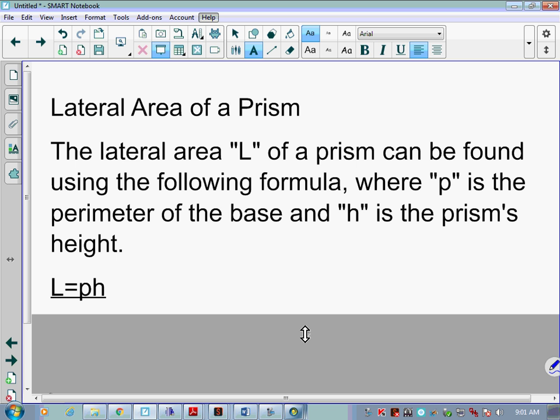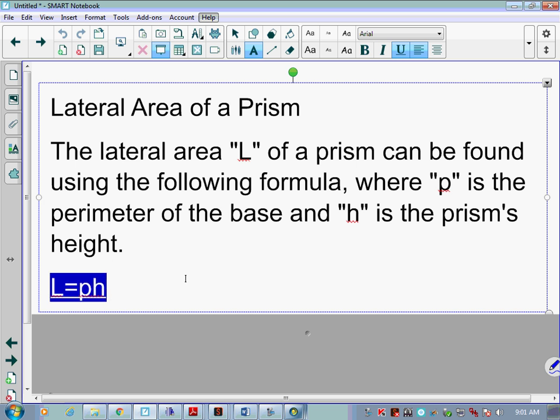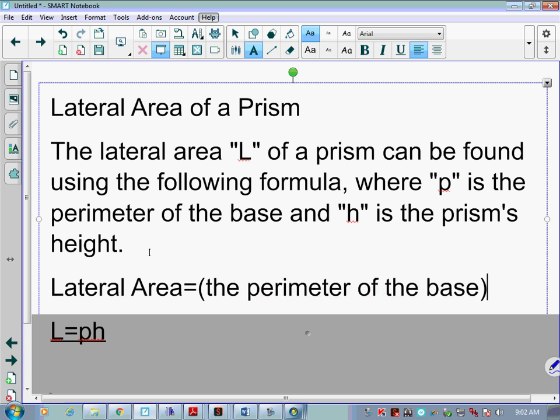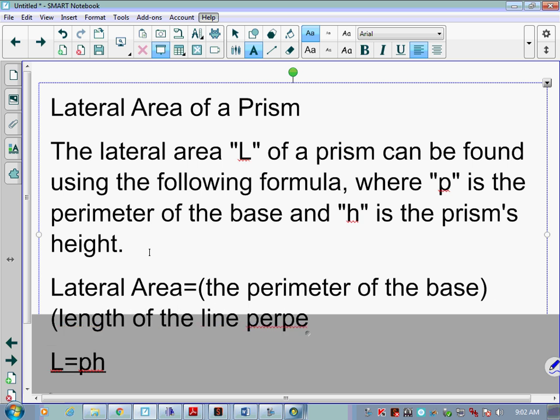We'll look at some questions after a little bit, and hopefully this will make more sense. But this formula that I've underlined, you need to write that down. And if you needed to, we could be a little more specific here. Lateral area equals the perimeter of the base times the length of the line perpendicular to the base. That's my height.